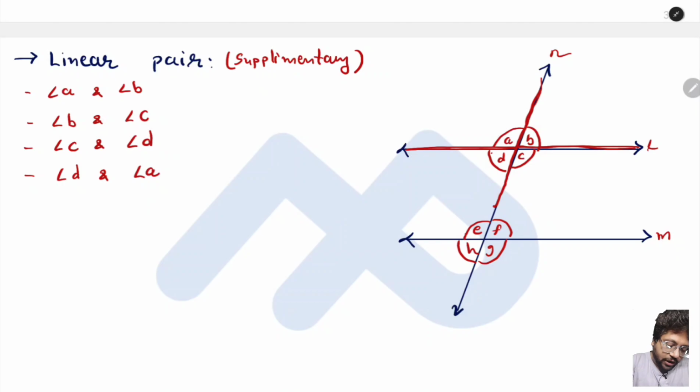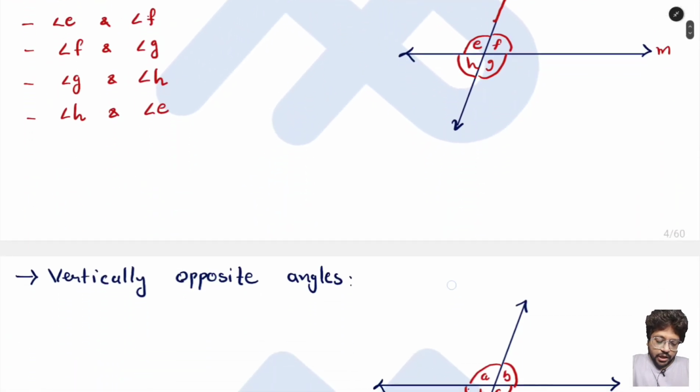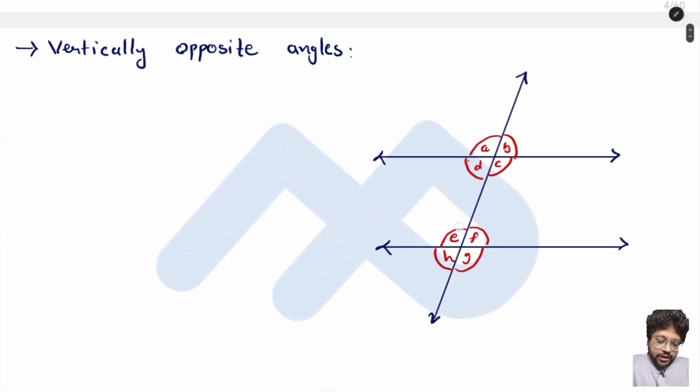Similarly, on line M, you see these four angles. Out of these four angles, the pairs are like this: angle E and angle F, then angle F and angle G, same as the above one, angle G and angle H, as well as angle H and angle E. So these are the linear pairs basically. They add up to 180 degrees. Clear?